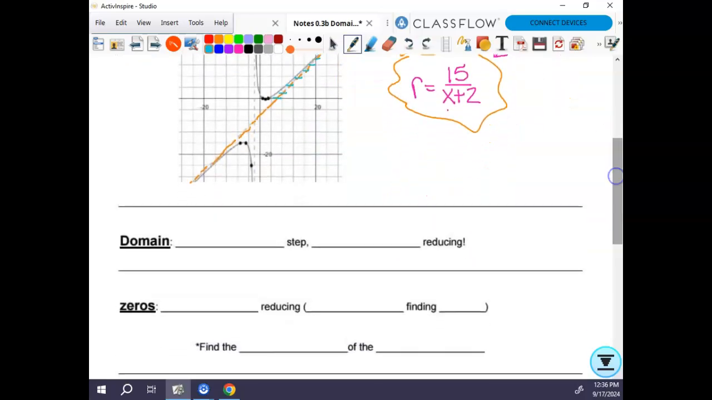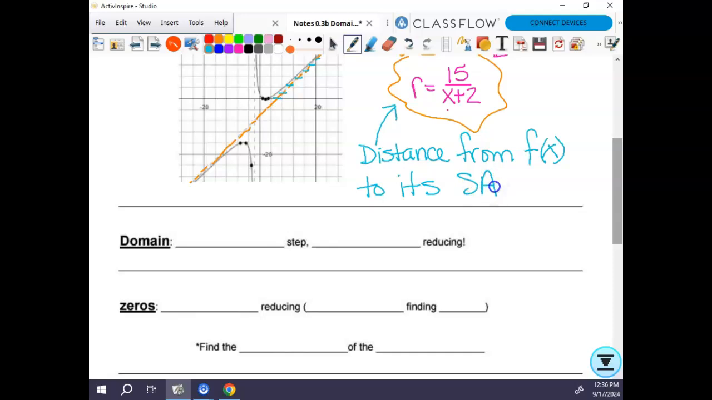Okay, so let's write that down. So this is the distance from f of x to its slant asymptote. Now, you're not going to be asked that on a test. That's just a little FYI.